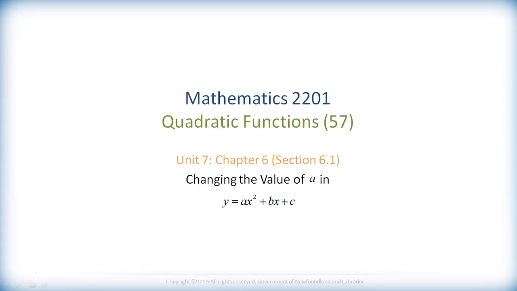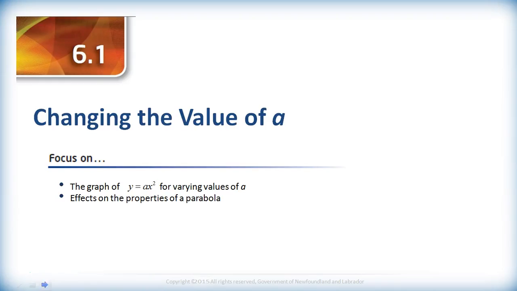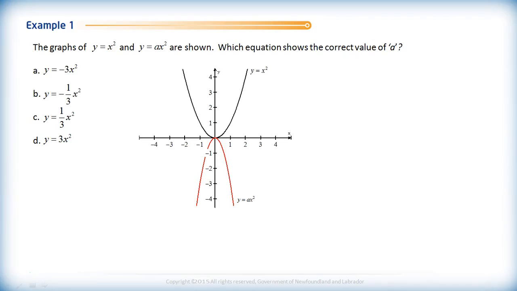Alrighty, here we go, installment number 57, wow, of your MLOs for Math 2201. So we're going to start with just a couple of questions is all we're going to do here actually, about the graph of y equals ax squared for changing values of a and the effects on the properties of the parabola. Okay, so here's the first one.